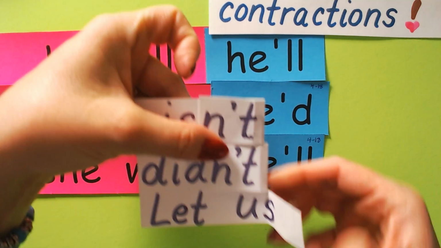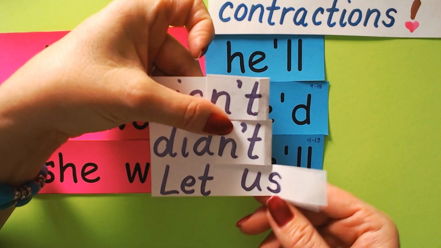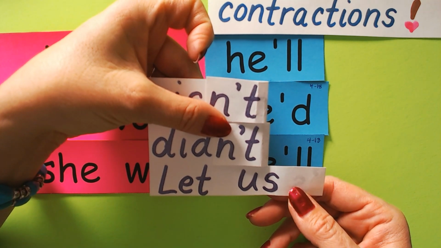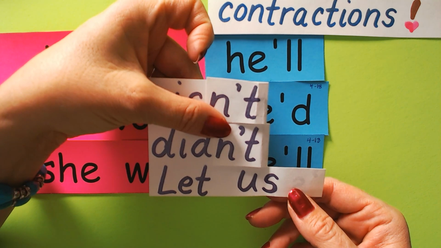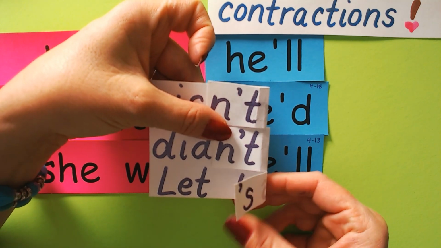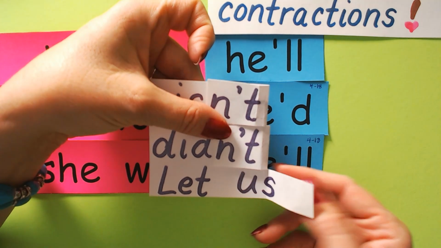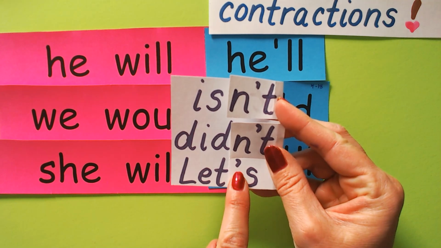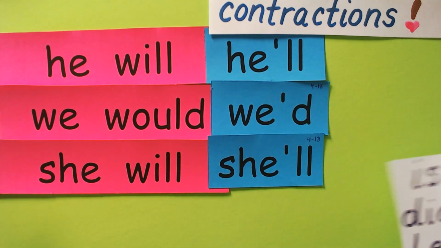And then we have this word a couple times in there too. Let us, like let us eat. What is a short word that means the same as let us? Let's. The U popped out, and we put an apostrophe in its place. Let's. Okay, so now we're ready to read our story.